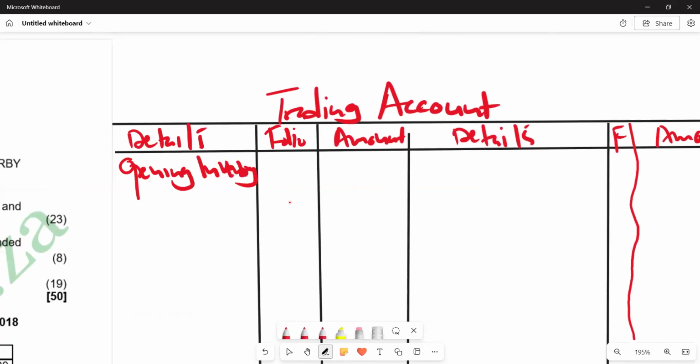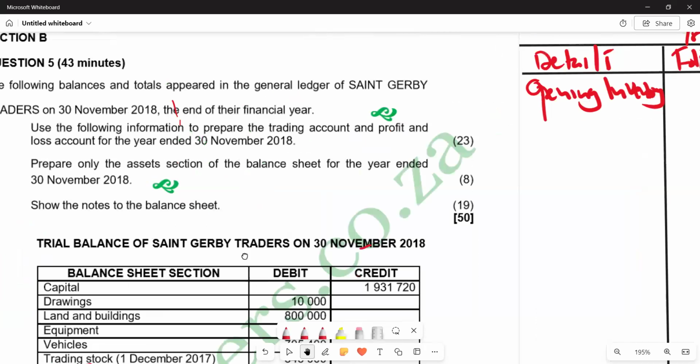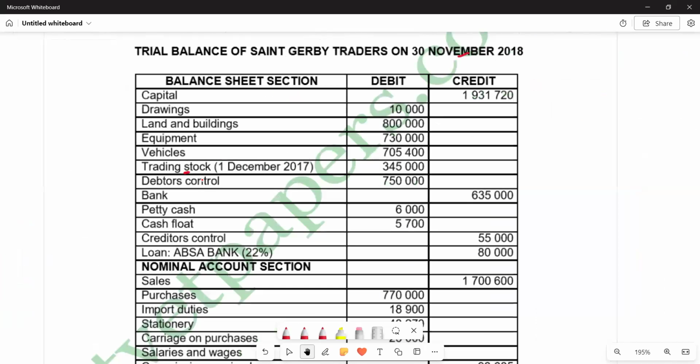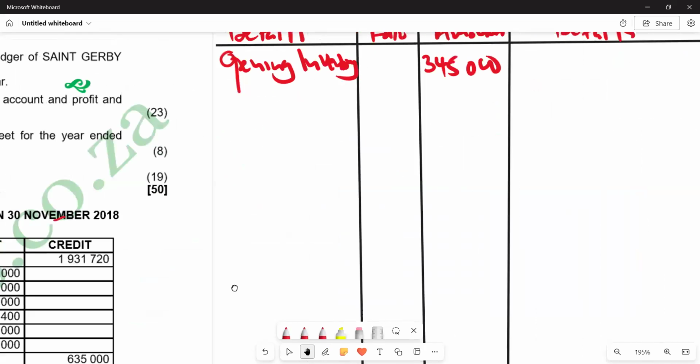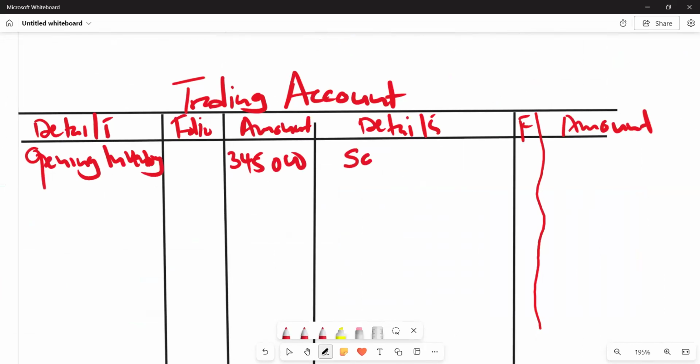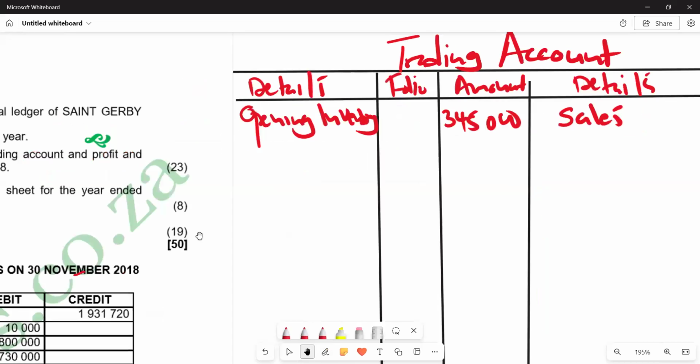Our opening inventory, remember, the amount that we have is 345,000. That is on the debit side. Then we can try to see other information that we are supposed to post to that trading account. Going down, we also have our sales, which should appear on the credit side, 1,700,600. So we go to the credit side and say sales, and the figure that we have is 1,700,600.